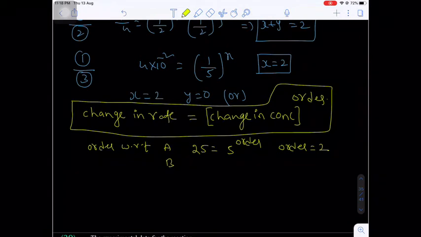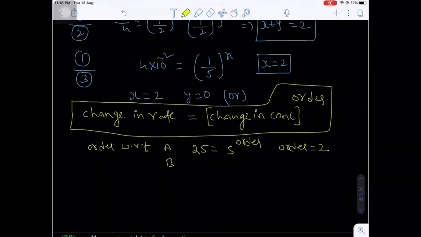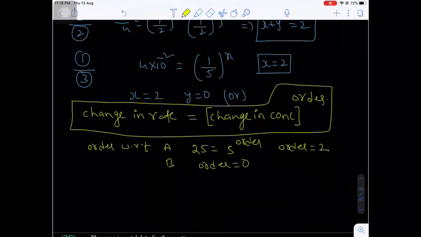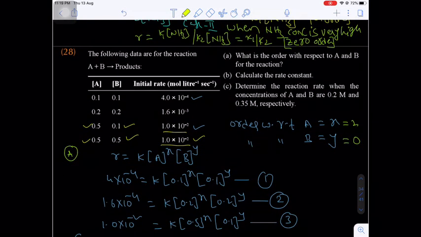Now come to the order with respect to B. There is no change in the rate of the reaction. When there is no change in the rate of reaction, the order with respect to B should be equal to what? 0. So this is the second alternative method.